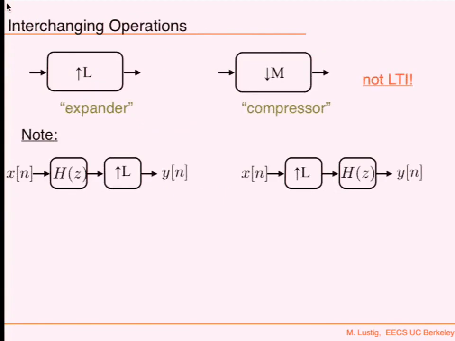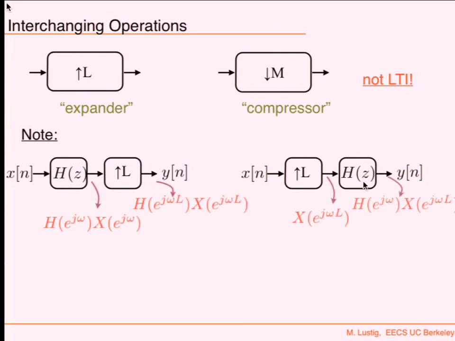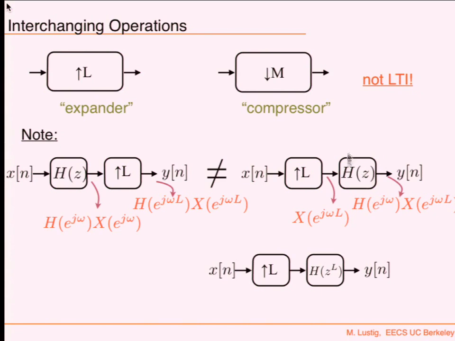So I started talking about how to interchange operations. If you have a filter followed by an expander, and an expander followed by a filter, we saw that these are not equivalent, but you can change the filter to make them equivalent. We went through the math and showed that if you change this filter from H(z) to H(z^L), basically you upsample it. You put zeros between the taps of this filter. This is what it means to expand it. If you expand the filter, then that will be equivalent. So that's great.